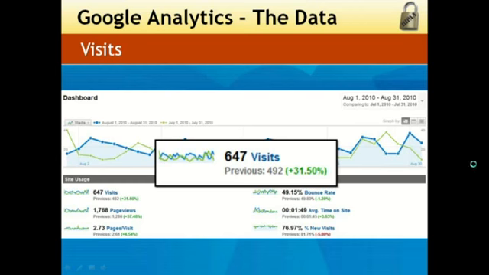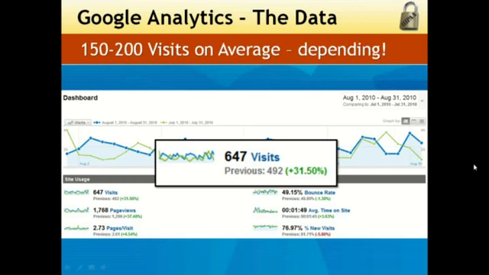So the best I can do is really tell you that on average, just keep in mind all these factors, your website should likely be getting about 150 to 200 visitors per month. Now, you should adjust that number up or down depending on the factors that I just mentioned above. Also keep in mind, no matter how many visitors you're getting, you can always get more visitors to your website.